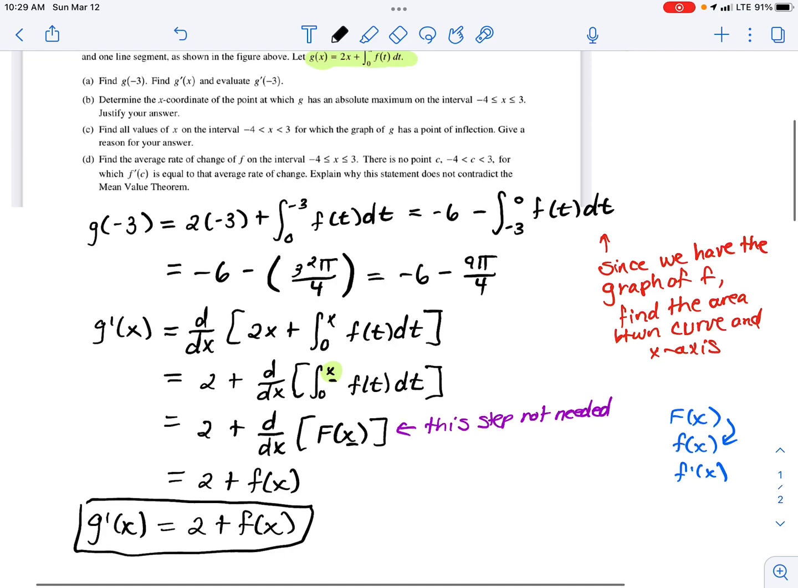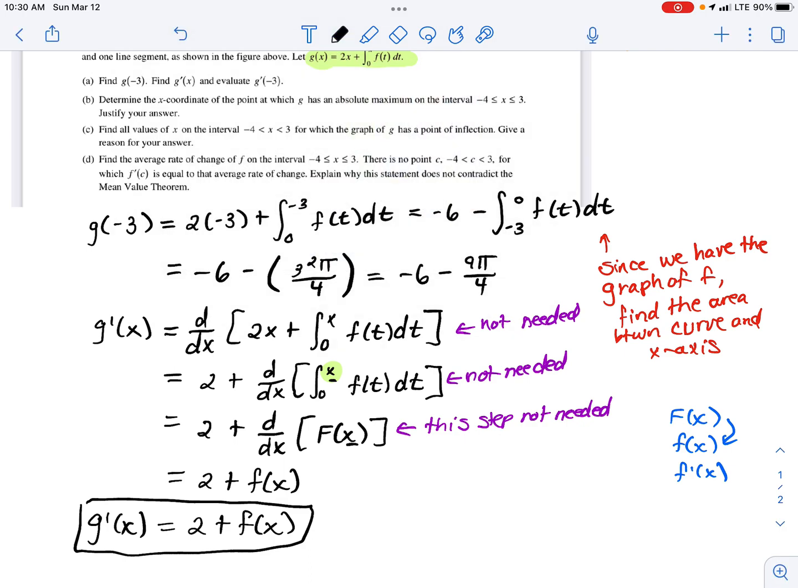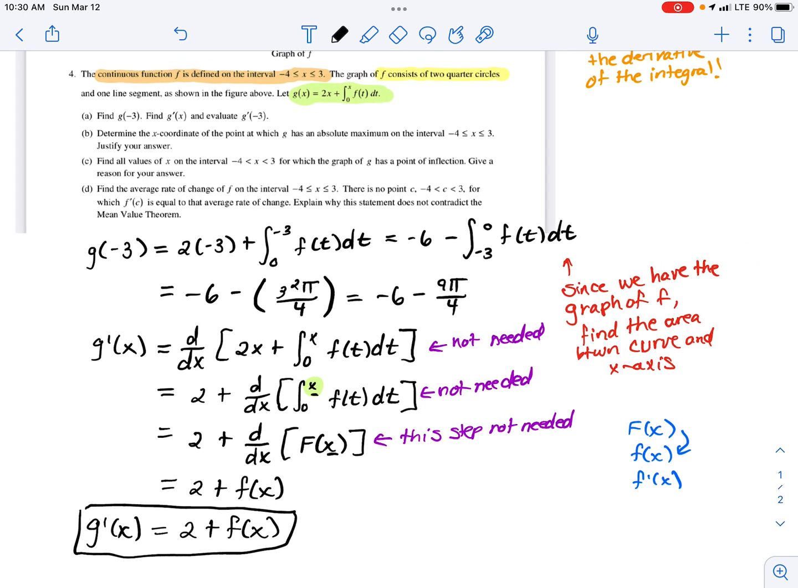You wouldn't need any of these steps, to be honest with you. Not needed. This is also not needed. However, if you showed some of these steps out, that wouldn't be wrong. But in general, for time purposes, I'm sure you're going to look at this and want to just say that g prime is equal to 2 plus f of x, and not write all these steps out, because this is timed.